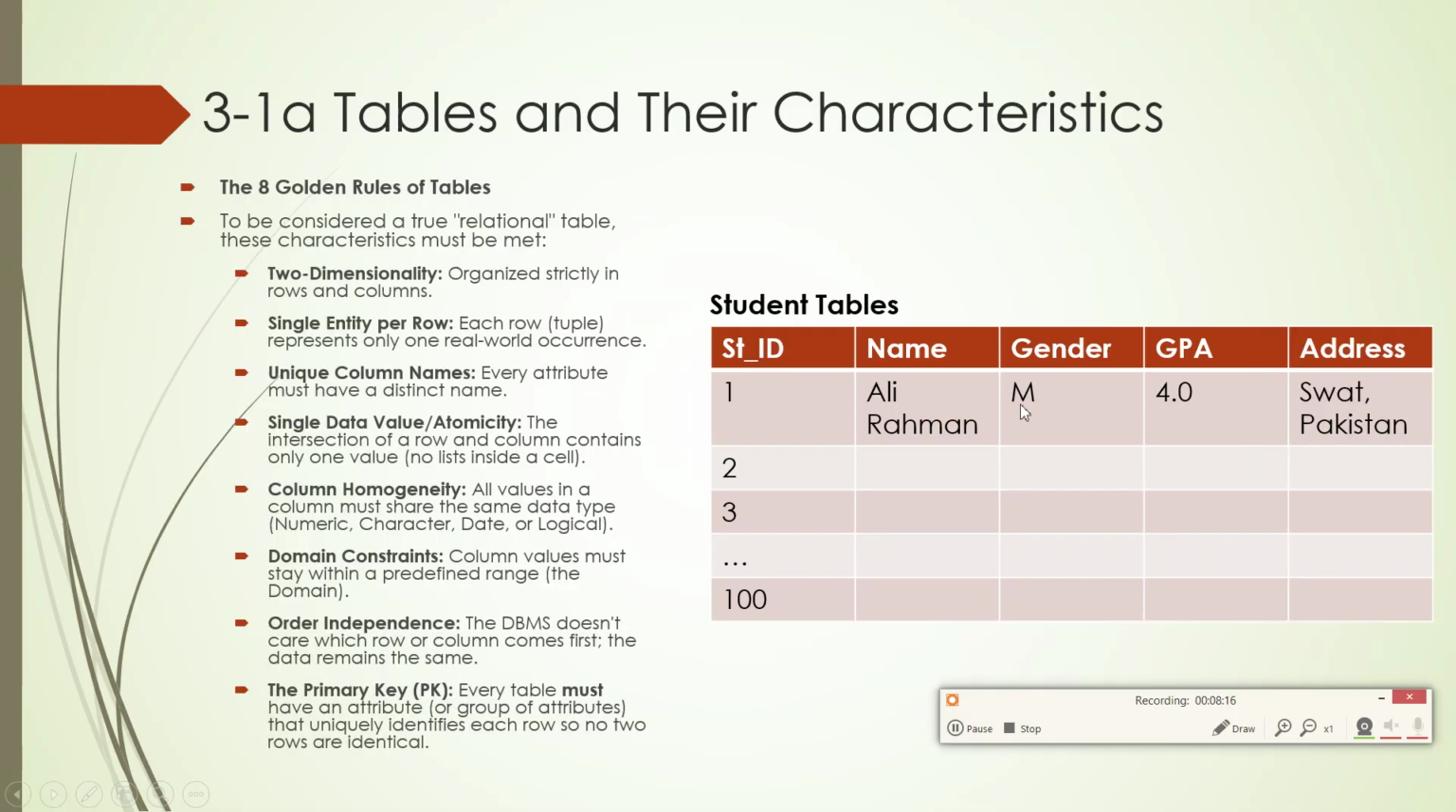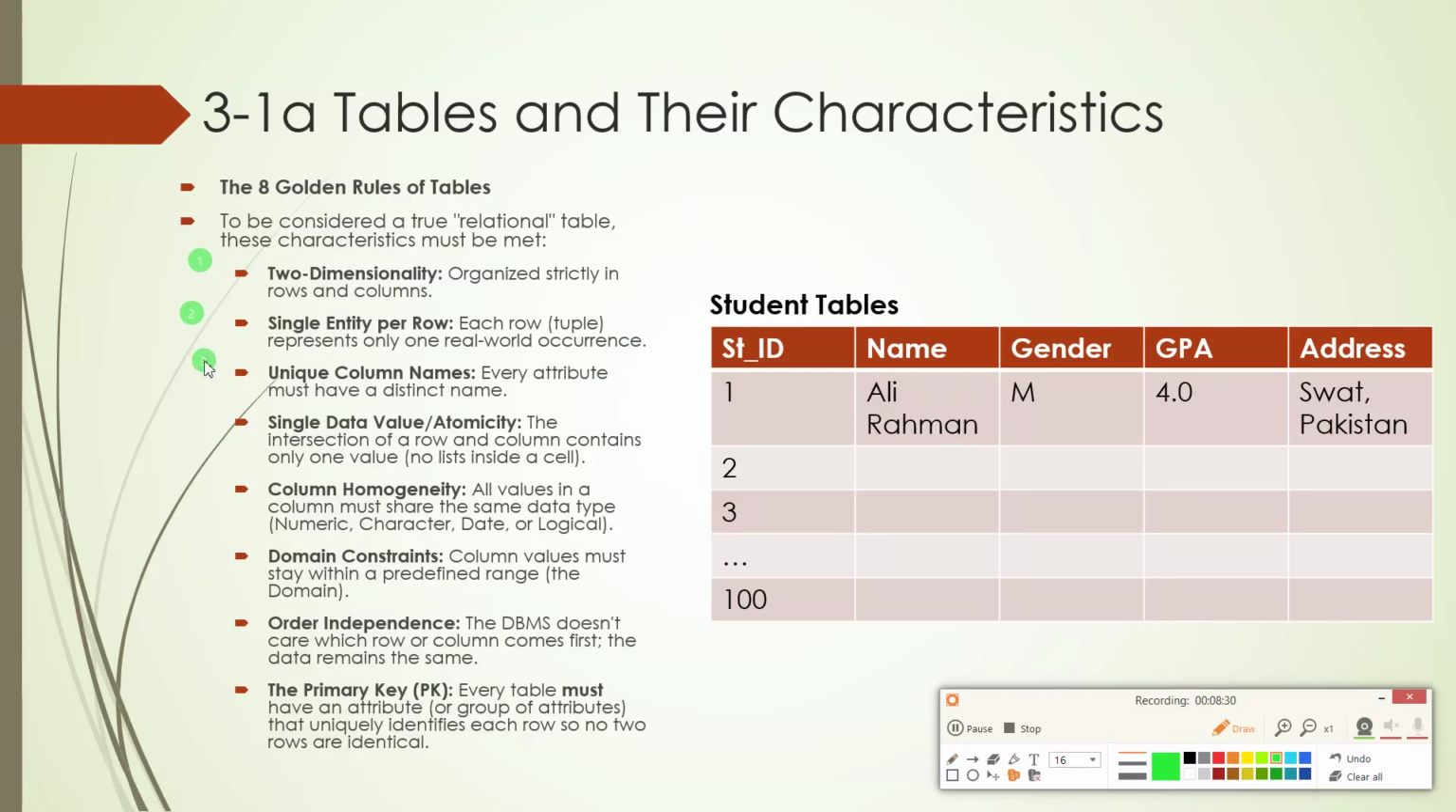Now let's see, we have 8 golden rules. Rule number 1, 2, 3, 4, 5, 6, 7 and 8. Now let's explain all these rules, the characteristics that a table should qualify. We will be explaining them one by one. So let's take the first one.